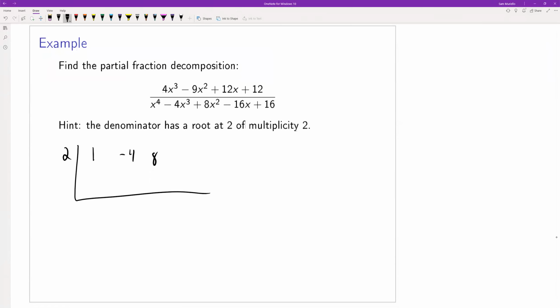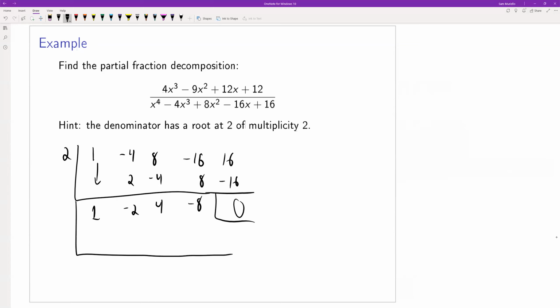1, negative 4, 8, negative 16, 16. We should get out 0 here. Let's just make sure. 1, 2, negative 2, negative 4, 4, 8, negative 8, negative 16, 0. Good. We'll repeat the process one more time. We should once again get a remainder of 0. 1, 2, 0, 0, 4, 8, 0. Good. This leaves us with x squared plus 4.